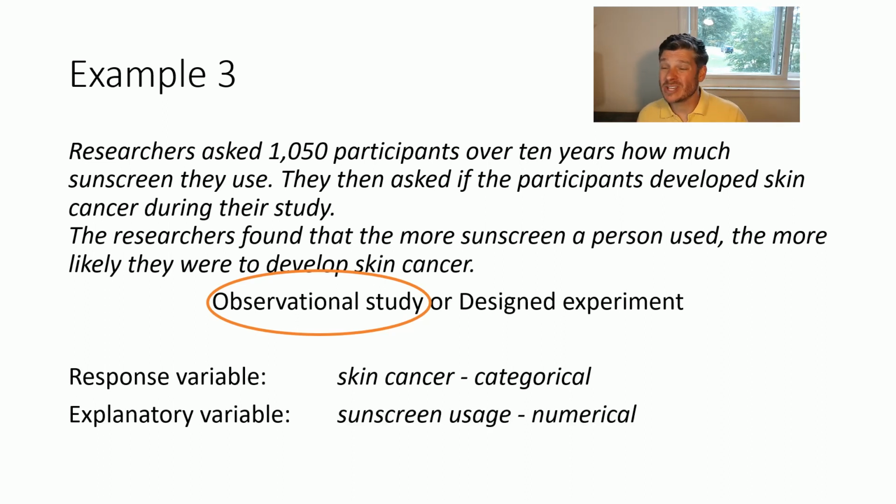And how much sunscreen do you use? How often do you use it? And this would actually be a numerical variable. They want to measure exactly how often you use that sunscreen. So now we have a response variable that's categorical, yes or no, and my explanatory variable is numerical. And we can see that that's actually swapped or flipped from that previous example.